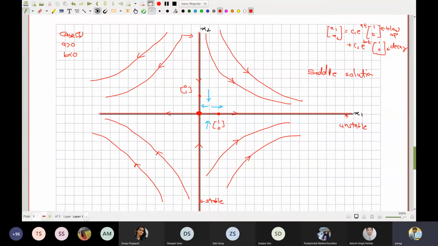Now I leave it up as an exercise for you to find out how it would happen when A is less than 0 and B is greater than 0. What will happen? Simply the directions will change. All of the directions will reverse. I encourage you to find the logic behind that in the exact same manner we did now. So the x2 axis will become the unstable axis and the x1 axis will become the stable axis.